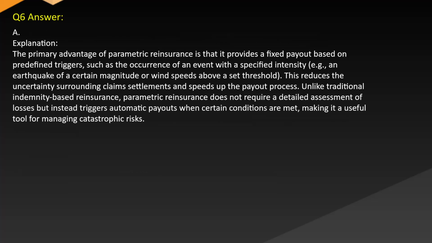Answer. Explanation. The primary advantage of parametric reinsurance is that it provides a fixed payout based on predefined triggers, such as the occurrence of an event with a specified intensity, e.g., an earthquake of a certain magnitude or wind speeds above a set threshold. This reduces the uncertainty surrounding claim settlements and speeds up the payout process. Unlike traditional indemnity-based reinsurance, parametric reinsurance does not require a detailed assessment of losses but instead triggers automatic payouts when certain conditions are met, making it a useful tool for managing catastrophic risks.